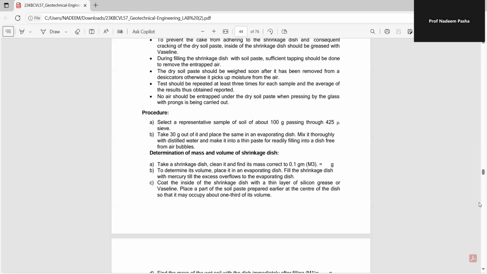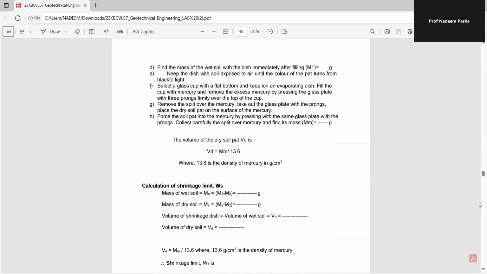Coat the inside of the shrinkage dish with a thin layer of silicone grease or Vaseline. Place a part of the soil paste prepared earlier at the center of the dish so that it occupies one third of its volume. Next, find the mass of the wet soil with the dish immediately after filling, M1 gram. Keep the dish with soil exposed to air until the color of the pat turns from dark to light.